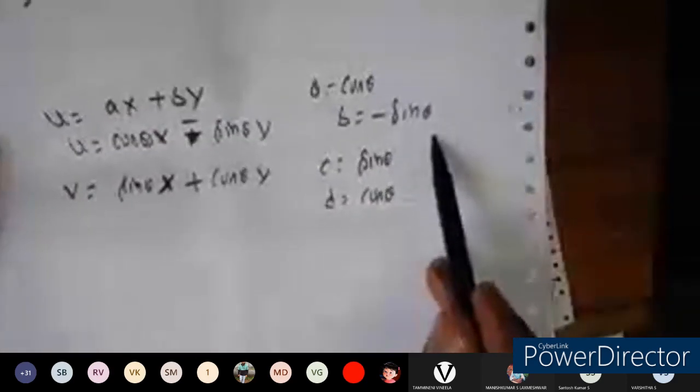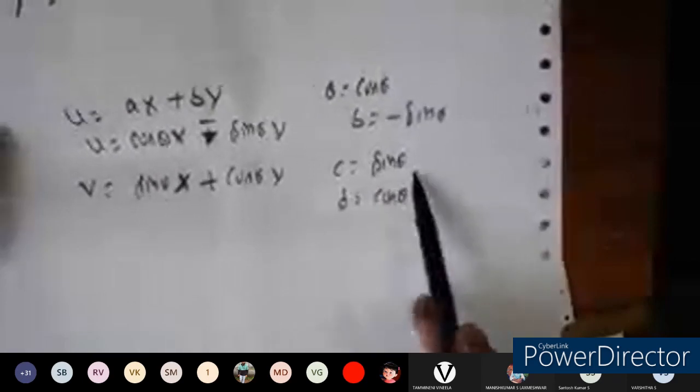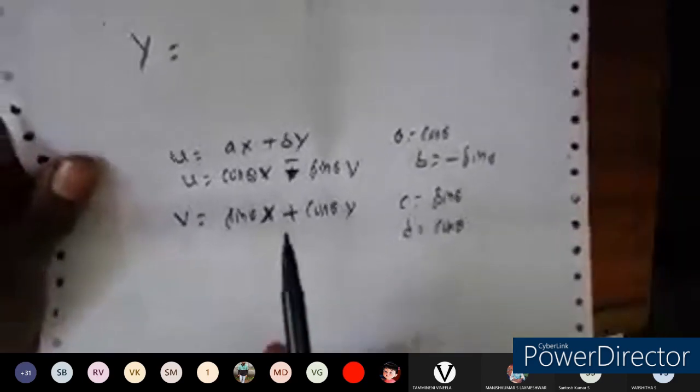So u equals ax plus by. I am going to substitute a as cos theta, b equals minus sin theta, c equals sin theta and d equals cos theta. If you do the substitution, we'll get the values for x and y.